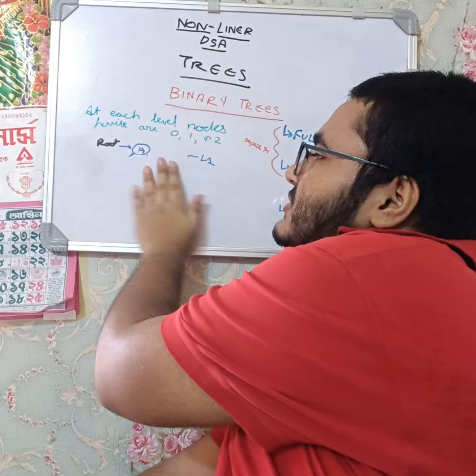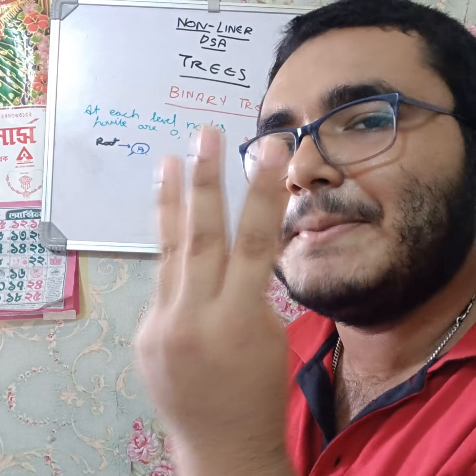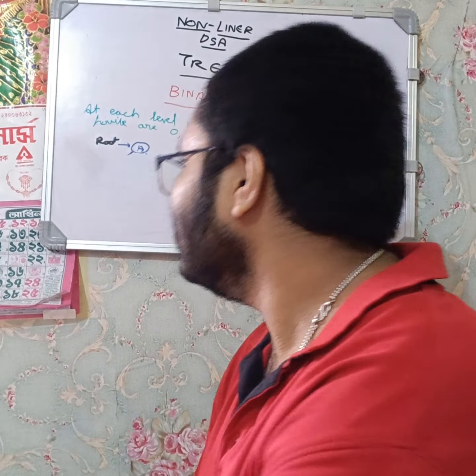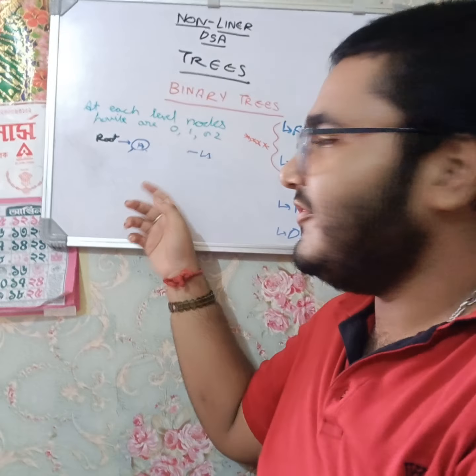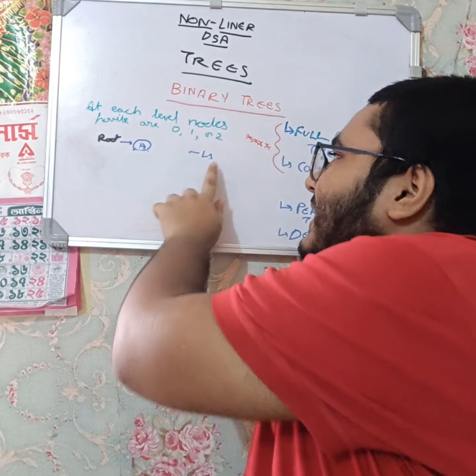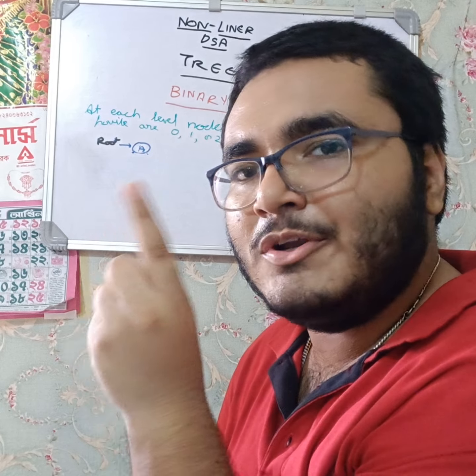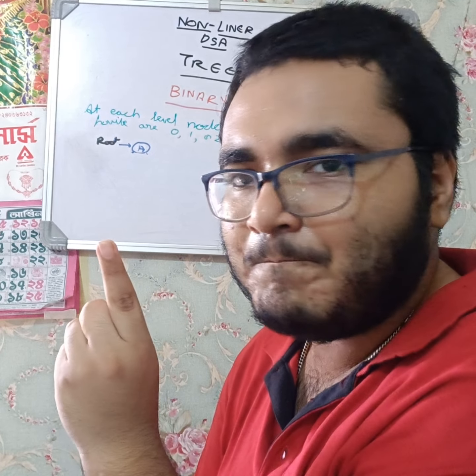Now, first let us discuss levels. Then we will come to height and then depth. Height, level and depth, these are the 3 basic concepts of a tree. So if it's a root node, when the level is 1, only one node is possible. At level 1 only one node is possible, right?